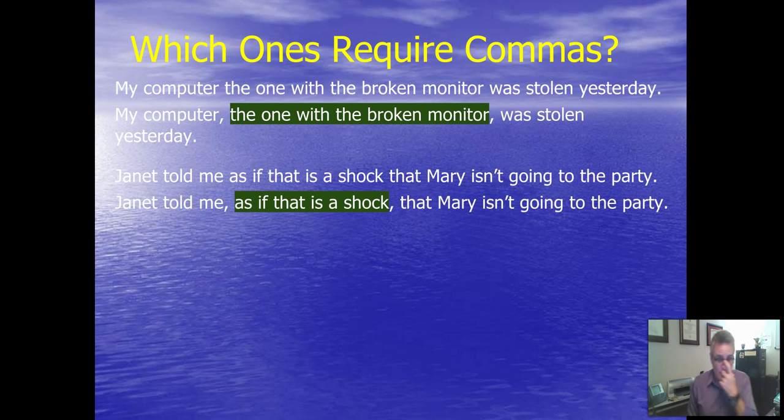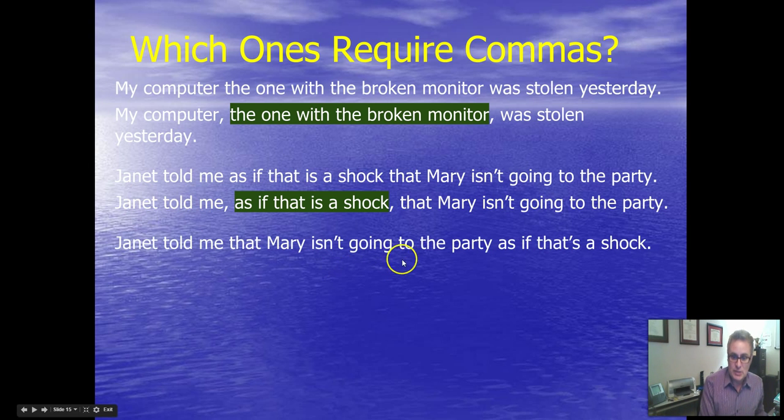Okay, so if you said as if that is a shock is additional information, you are correct, because the main part of the sentence is Janet told me that Mary isn't going to the party. The as if that is a shock is referring to the fact that Janet told me. Now, some people have looked at this and said that's referring to the fact that Mary isn't going to the party, but additional information will always follow directly after whatever it is trying to help explain. So Janet told me, as if that's a shock, because Janet tells everybody everything, that Mary isn't going to the party. I'm giving my readers additional information about Janet telling me.